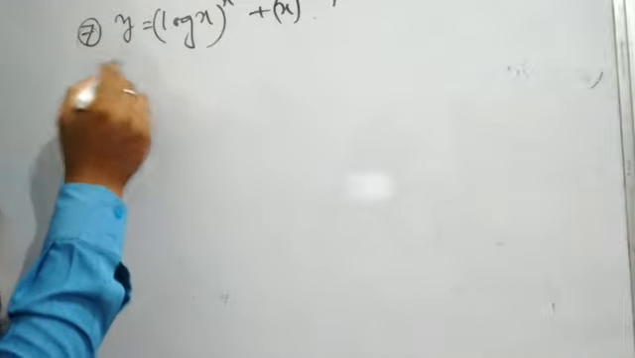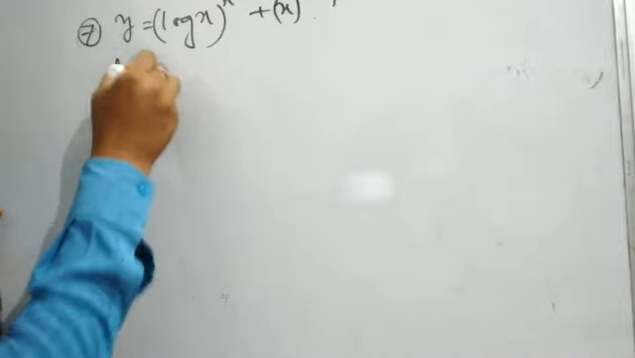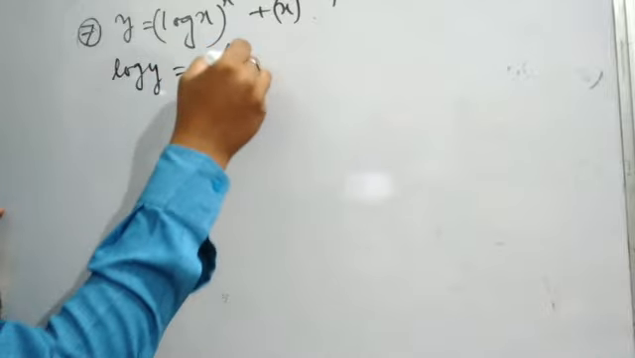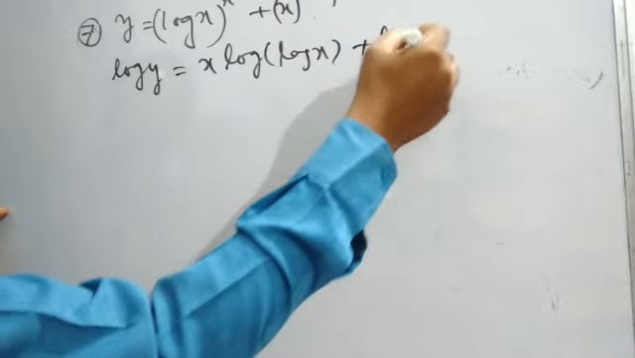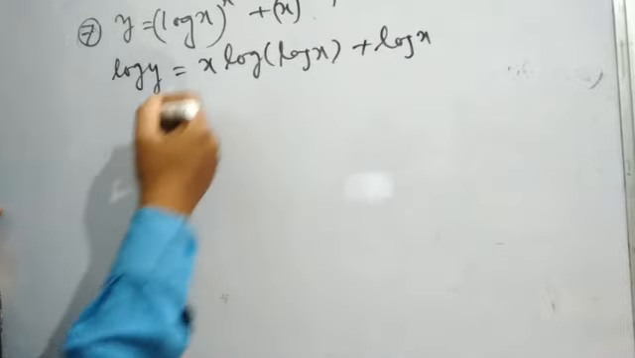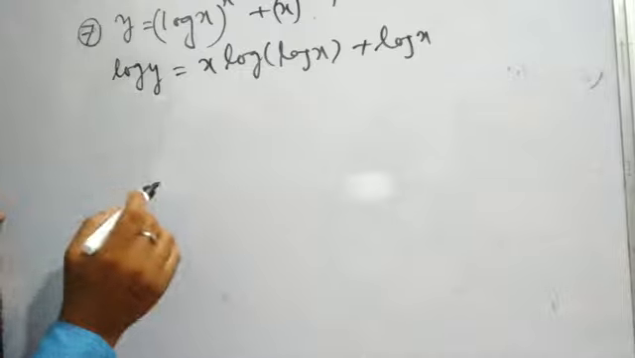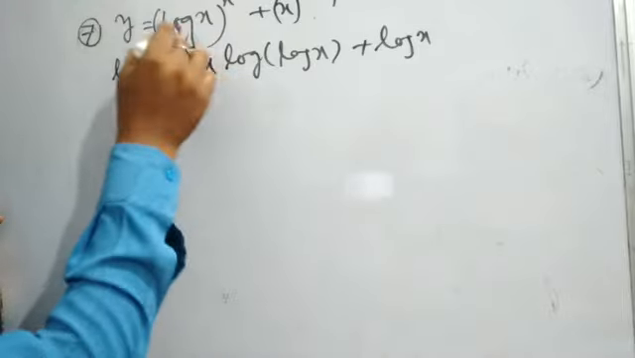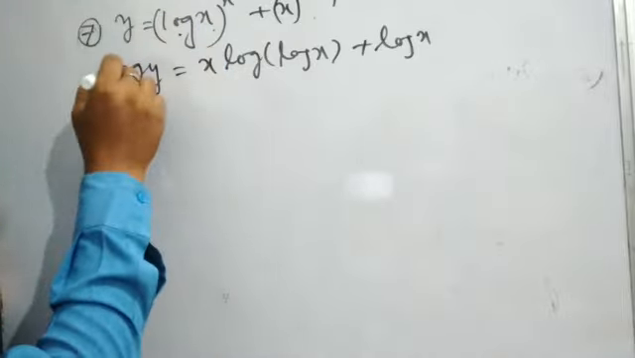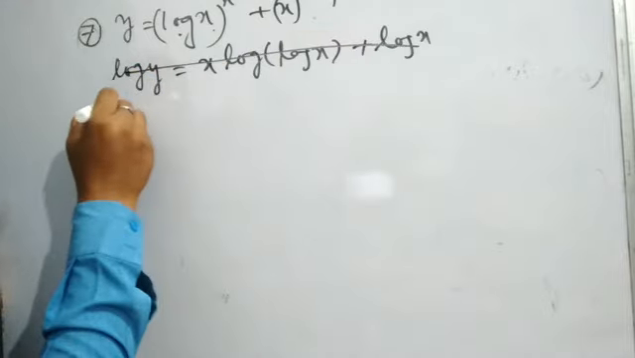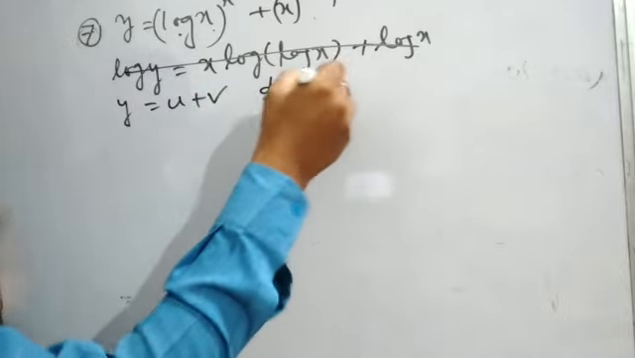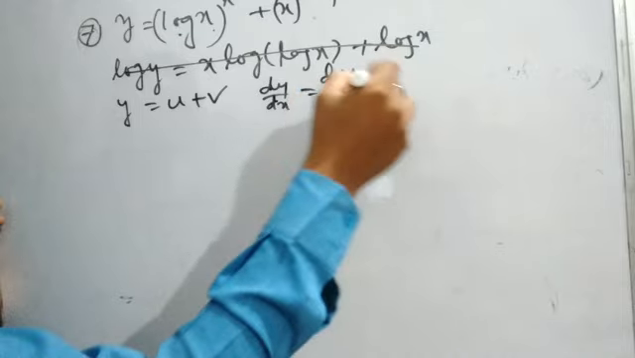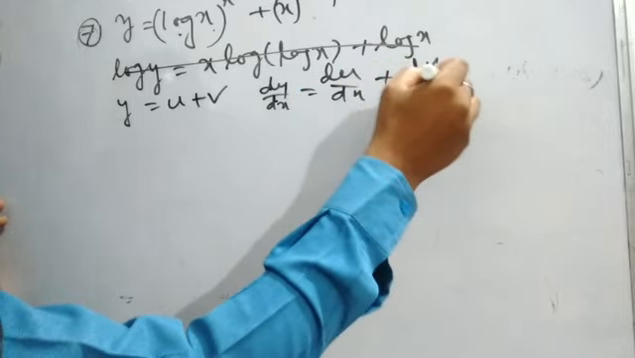Taking logarithm on both sides, what will you get? Log y is equal to x log x plus, again log x will come first. No, it will be wrong. Why? Because there are two terms. So at first you have to take y is equal to u plus v. Then dy by dx is equal to du by dx plus dv by dx.